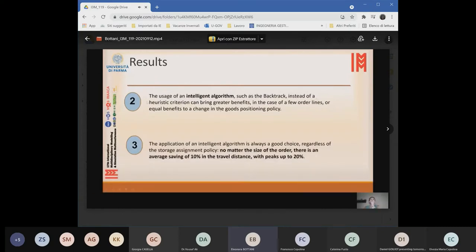The use in general of an intelligent algorithm such as backtrack, but also heuristic and metaheuristic algorithms, instead of a simpler heuristic criterion, can bring greater benefits in the case of few order lines, or equal benefits to a change in the goods positioning policy. Similarly, the application of an intelligent algorithm is always a good choice regardless of the storage assignment policy. In fact, no matter the size of the order, there is an average saving of 10% in the travel distance, with peaks up to 20%.